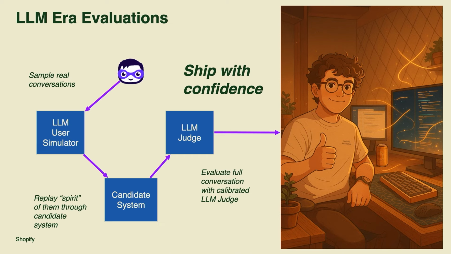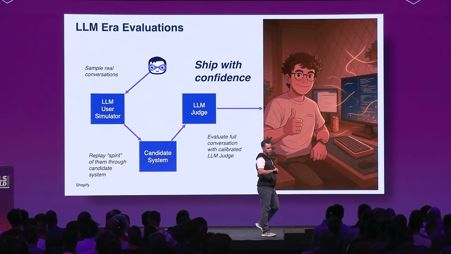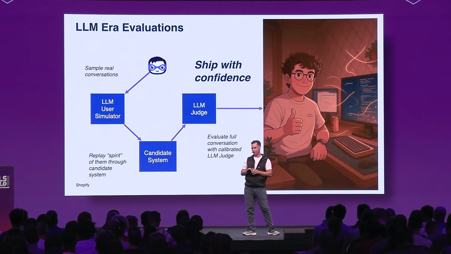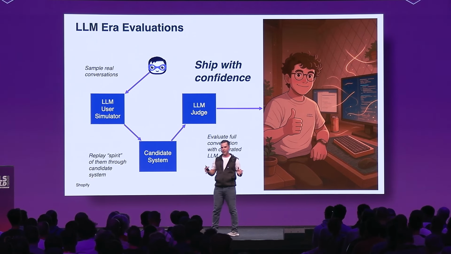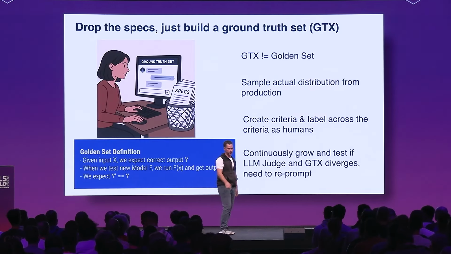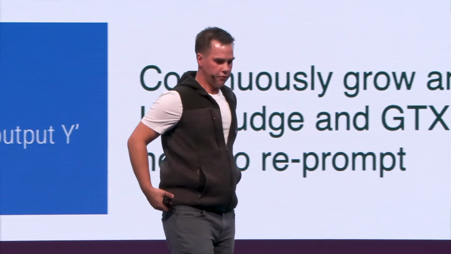And then we have an LLM judge. After the conversation is replayed with the candidate system, the LLM judge is going to evaluate it across different criteria, and then we're going to have full trust in this, and we can ship with confidence. But I'm going to talk about how to build this LLM judge and simulator, because you can't just vibe create these things either. You need a lot of statistical rigor to actually pull this off.